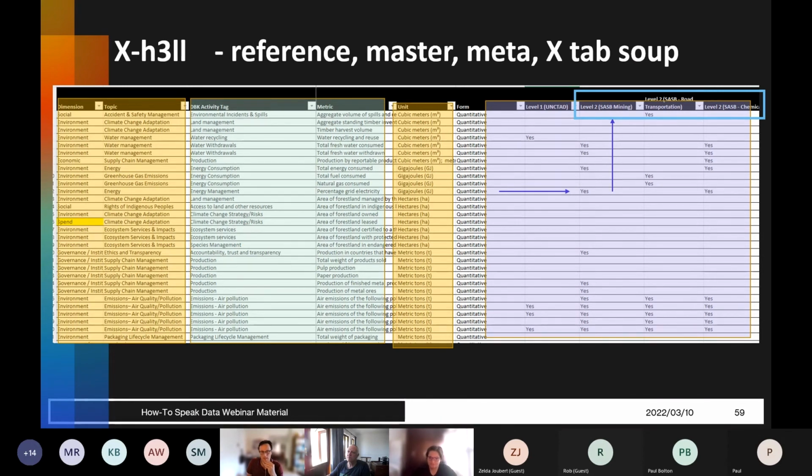It's Excel, right? We had a reference, master, meta, crosstab soup. And this is our data citizen's pride and joy. It was and is a delivery that is unique. The real power is the way it maps, and our data citizen had spent four iterations. This was on version 4 when we inherited it. This is version 4 of an Excel spreadsheet.